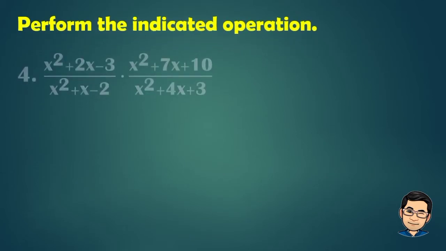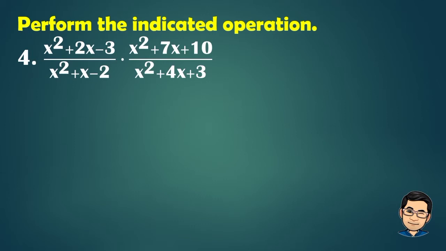Next, number 4. So, multiplication naman tayo. X squared plus 2x minus 3 all over x squared plus x minus 2 times x squared plus 7x plus 10 over x squared plus 4x plus 3. So, kapag ang operation natin is multiplication and division, usually dito, pinafactor natin yung mga given expressions para magkakaroon tayo ng cancellation. Like for example, x squared plus 2x minus 3. Pwede natin i-factor yan na x plus 3 tsaka x minus 1.